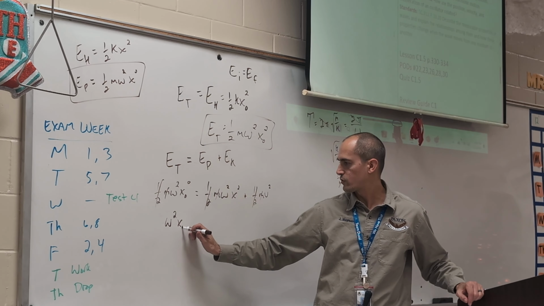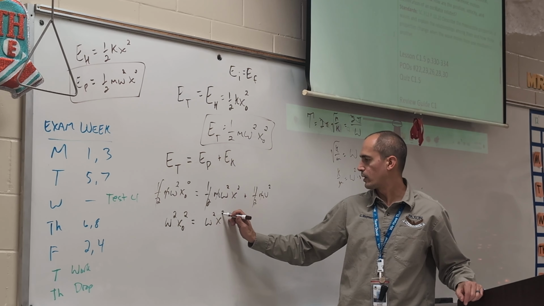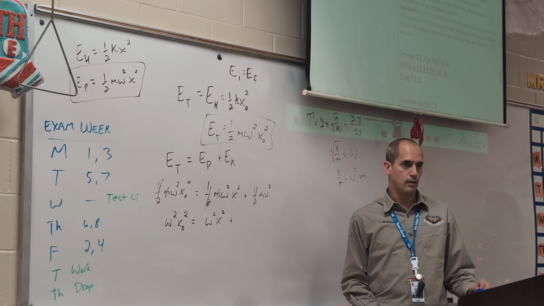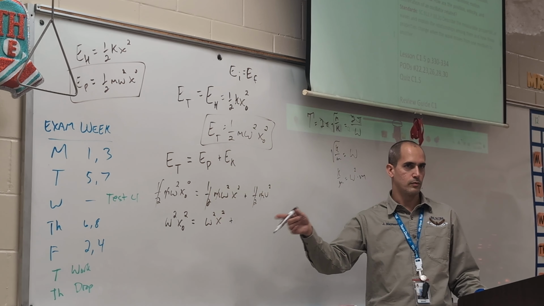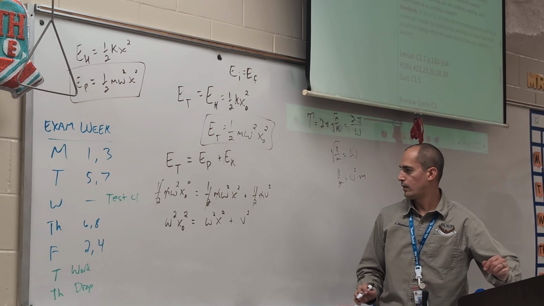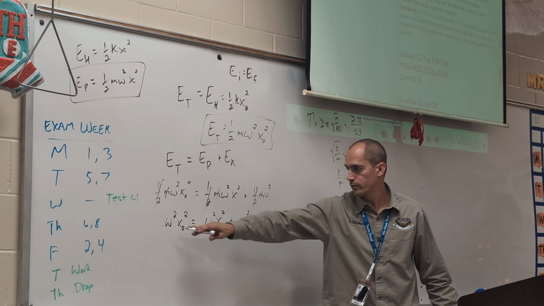So omega squared x squared on the left, omega squared x squared on the right. I'm sorry, that was x naught squared. Do what I, or listen to what I do, not what I say. And then we got our v squared all alone over here. And we're just going to solve for v. So we're going to subtract that over.